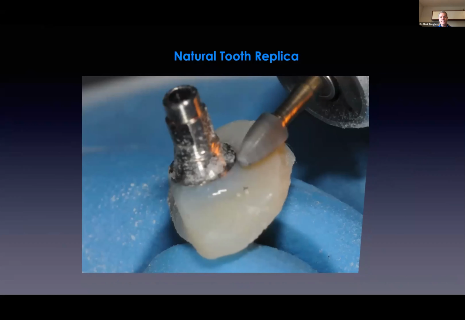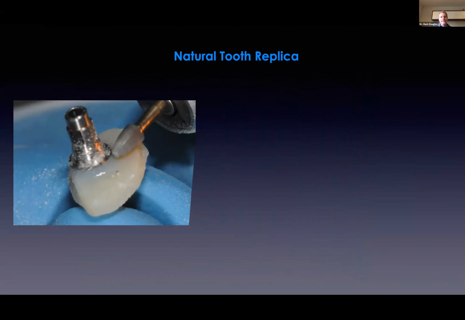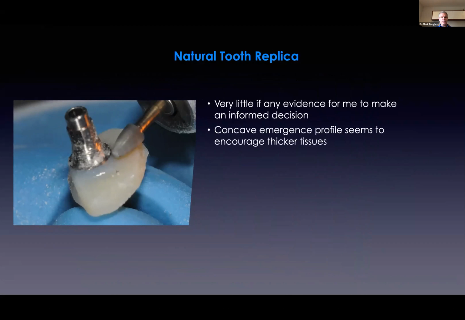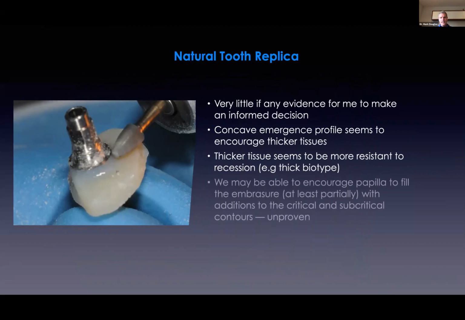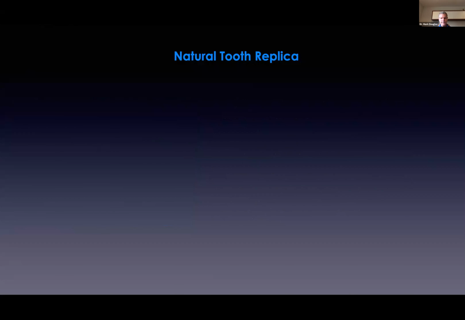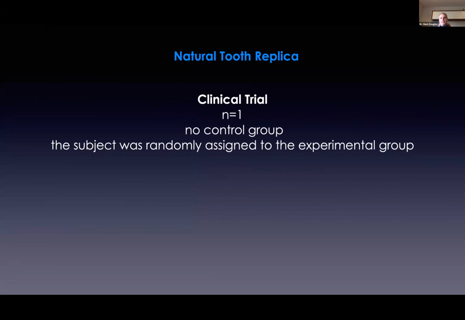So where does that leave me? So what do we know? Okay, very little, if any, evidence for me to make an informed decision. So concave emergence profiles seem to encourage thicker tissues. A thicker tissue seems to be more resistant to recession. And we may be able to encourage papilla to fill the embrasure, at least partially, with additions to the critical and subcritical contours. That's not really been proven yet. So we're going to do a clinical trial. We have an N = 1. There's going to be no control group. The subject's going to be randomly assigned to the experimental group.